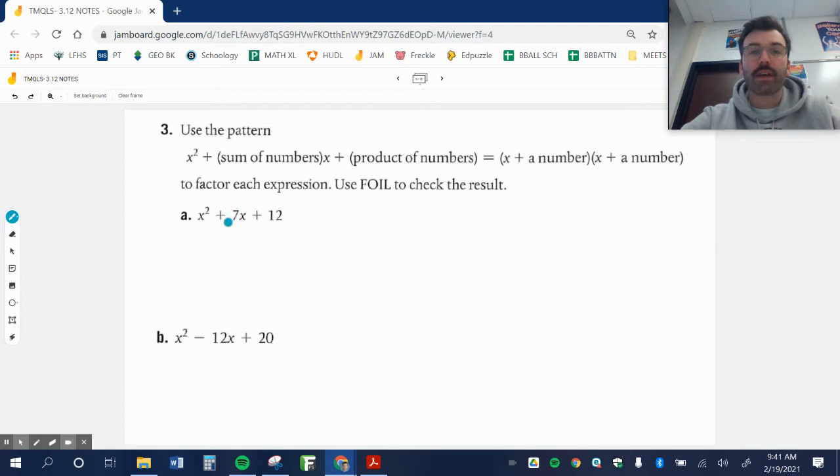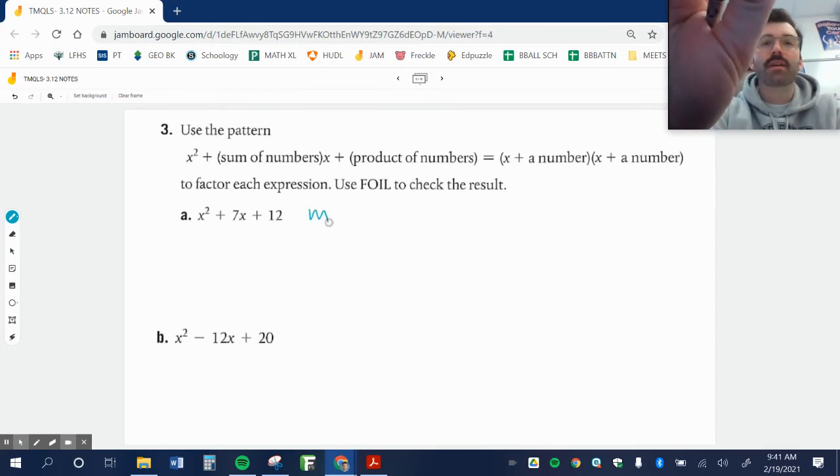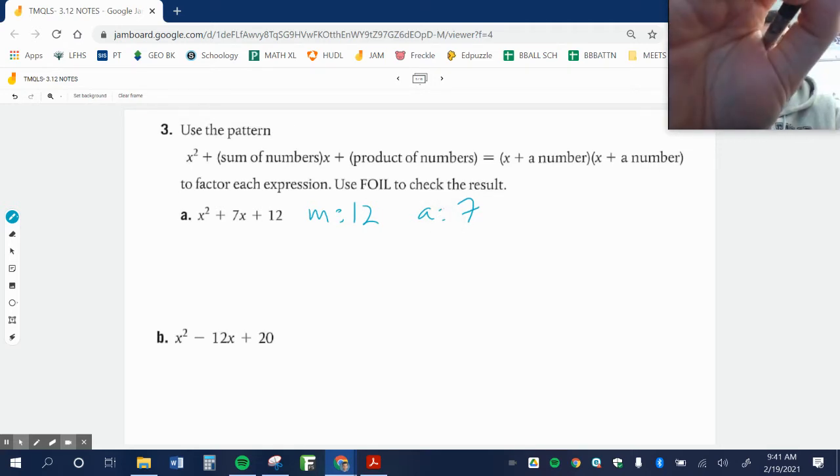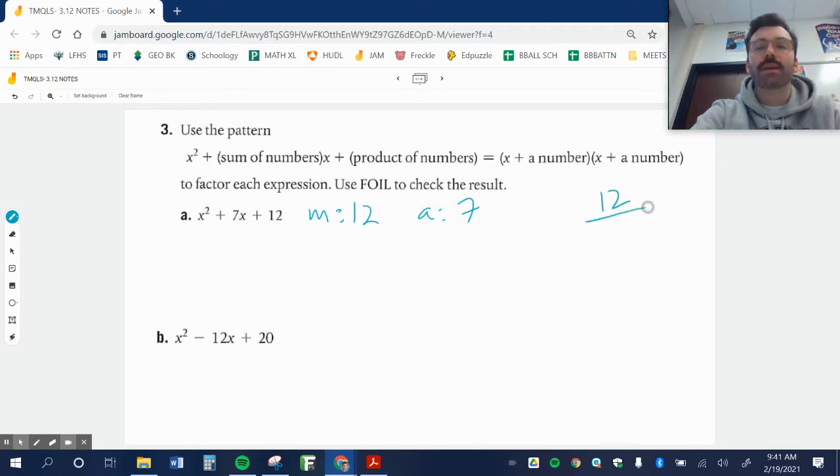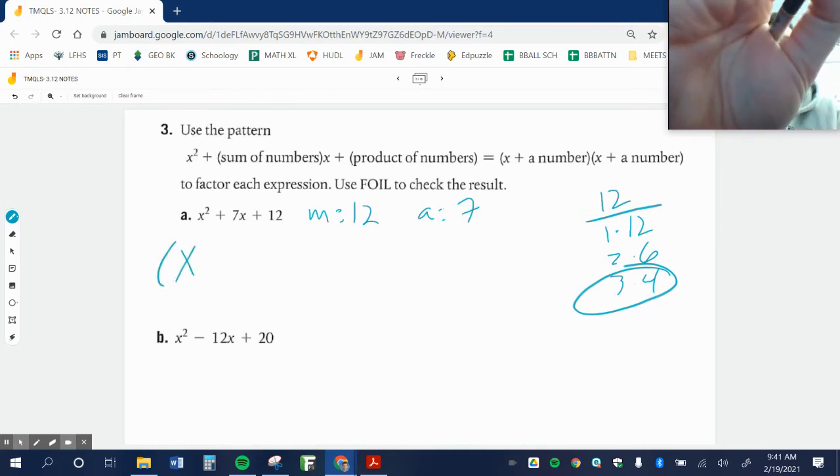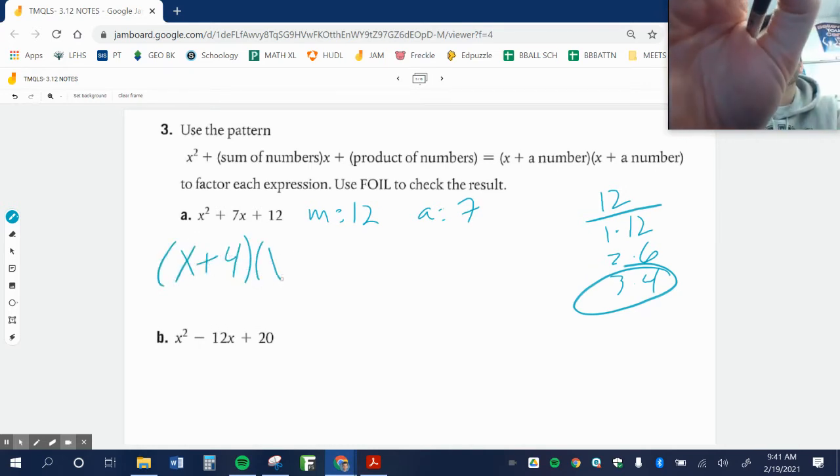So I want to figure out, okay, what two numbers are going to multiply to 12? I'll write this out: multiply 12 and add. Factors of 12. Sometimes it helps people. 1 times 12, 2 times 6, 3 times 4. Holy buckets, there's my two factors. 4 plus 3.